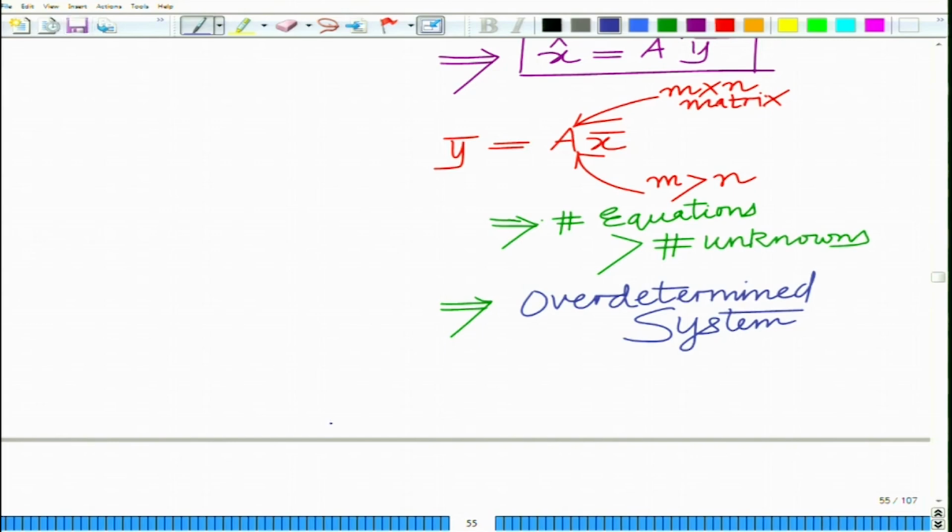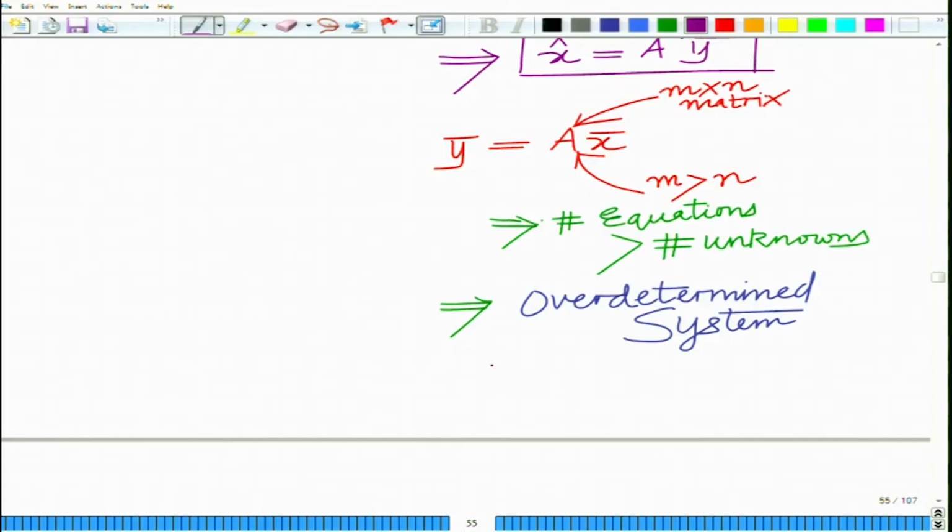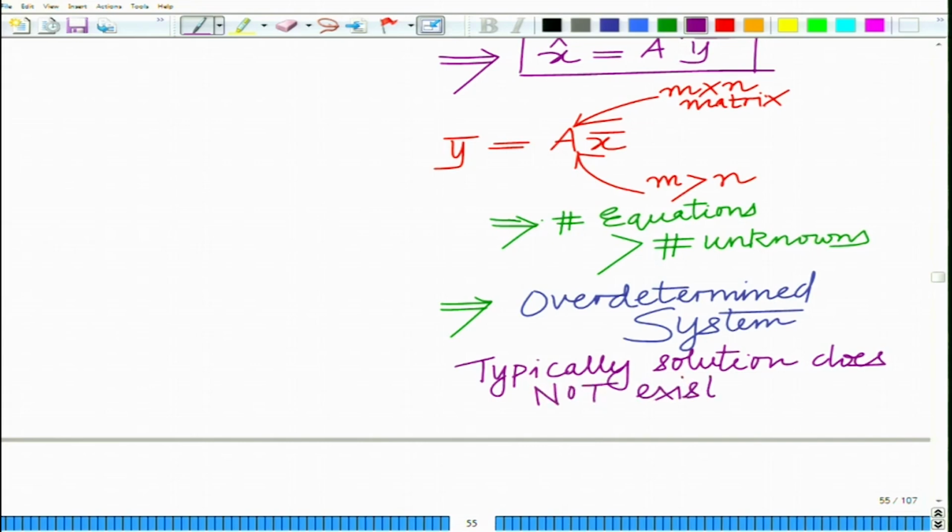Now of course, an over determined system frequently has no solution, unless the vector y bar belongs to the column space of A. So typically, because of the noise in this system, a solution does not exist. For instance, you can take a simple example.